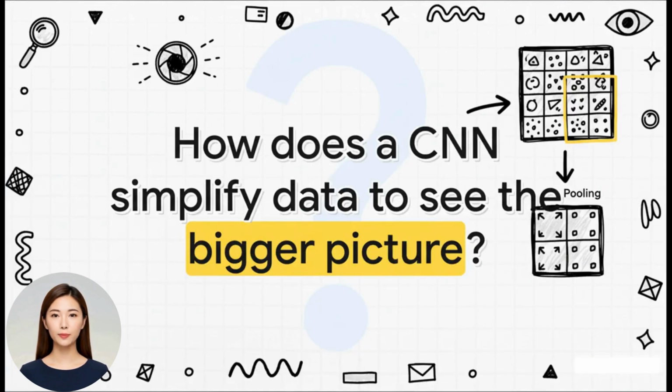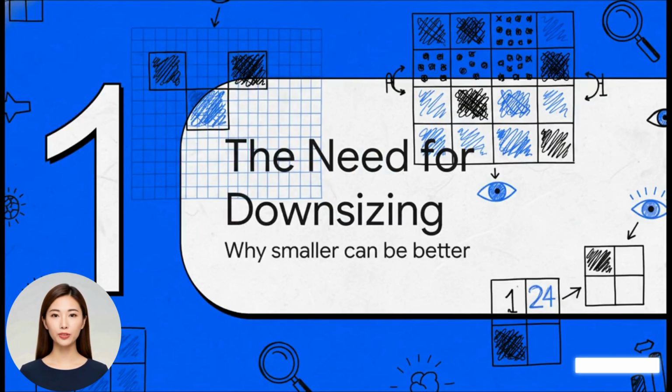So picture this. A neural network has just scanned an image, looking for all the little things. Edges, corners, curves, you name it. Its brain is now flooded with these super detailed maps of every feature it found. It's just swimming in data. So the big question is, how does it cut through all that noise to see the bigger picture without getting lost in the details? And that's exactly where the need for downsizing comes in.